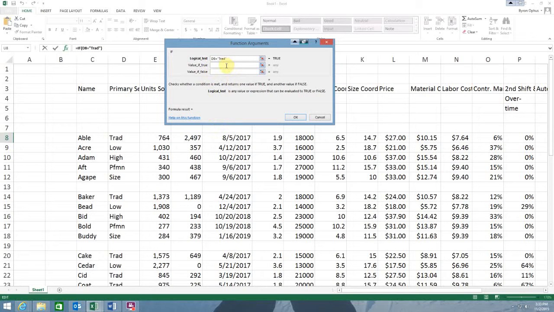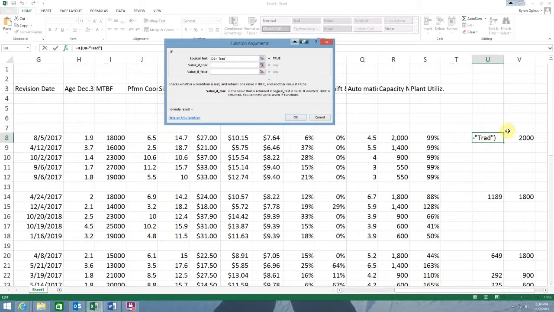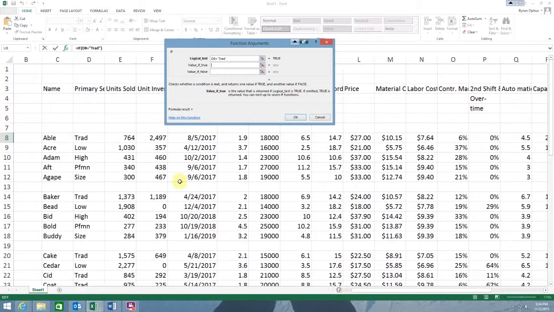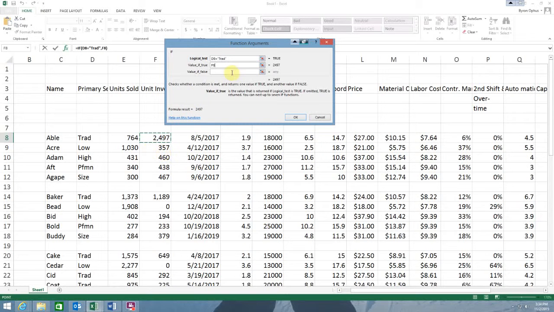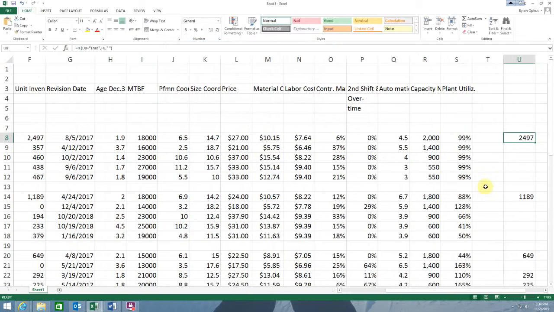Okay, then the value, if true, I want it to enter in. I want it to be that amount of inventory. I want to figure out what my inventory is. And the value, if false, is 0 or nothing. And so I'm just going to put a quote and a space and then another quote, and that'll just be a nothing. Okay. So in this case, it is true, and so it gives me that, right?